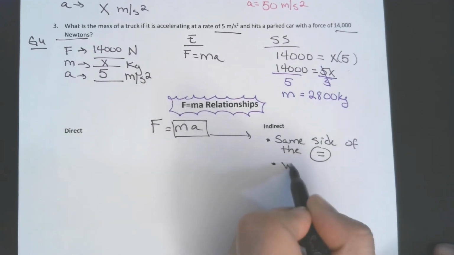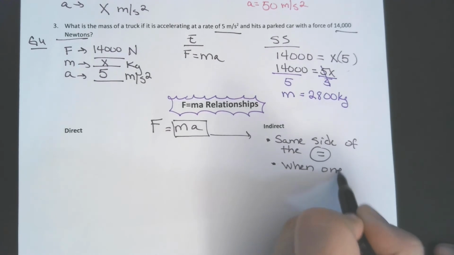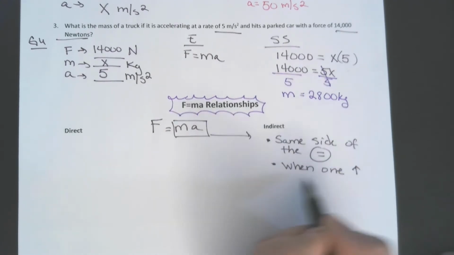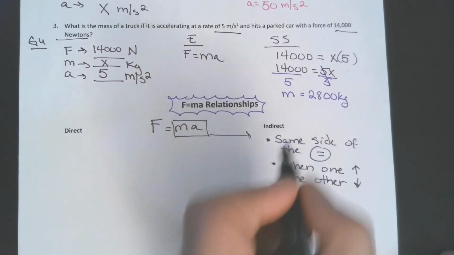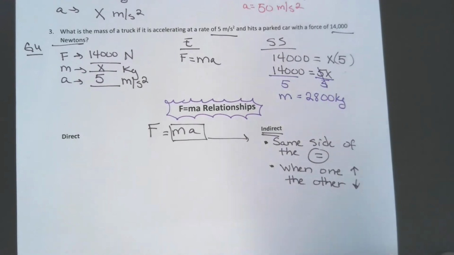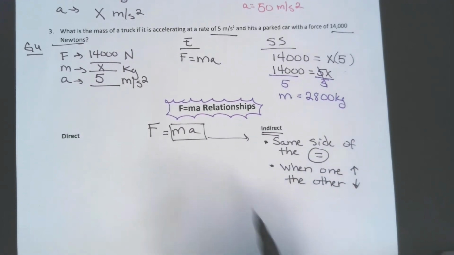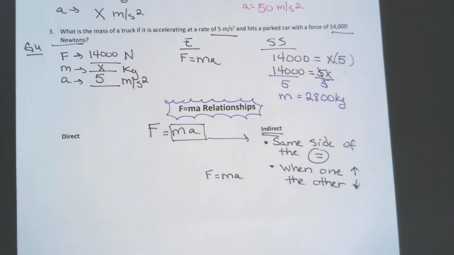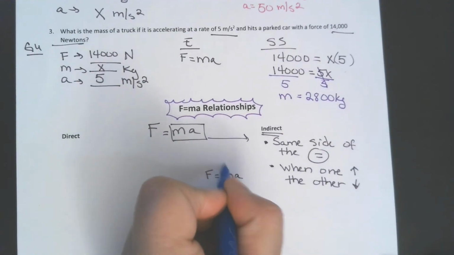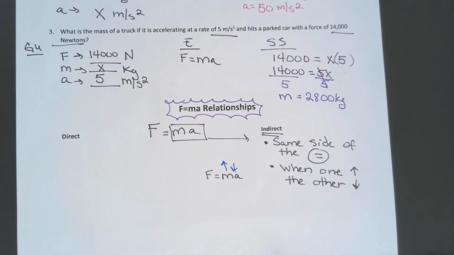And when one variable increases, the other will decrease. That's what indirect means. They do the opposite. So again, for F equals ma, since mass and acceleration are on the same side of the equal sign, if we increase the mass, the acceleration is going to decrease. And vice versa. If you decrease the mass, the acceleration is going to increase.